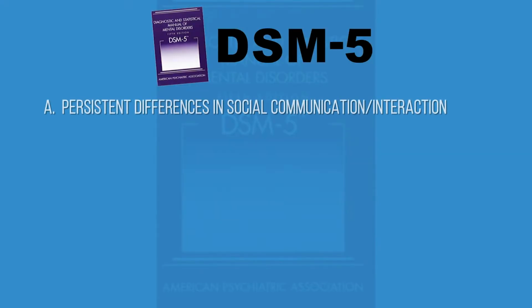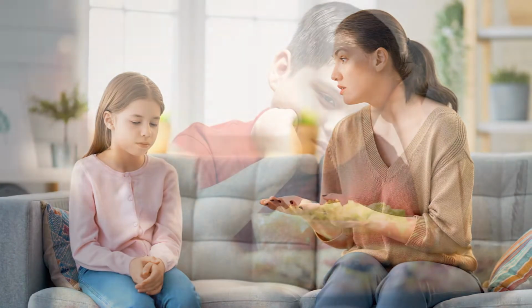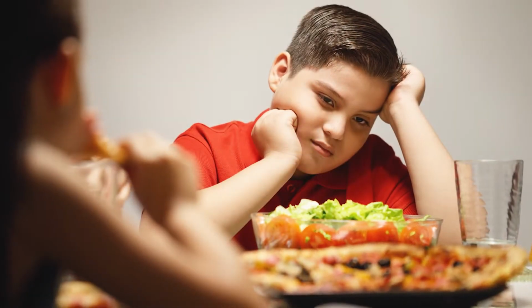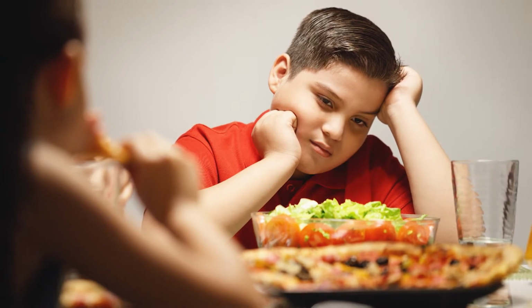So in the DSM, they break it into parts A and B, and then there's a few other criteria that are required in order for this to be diagnosed. So part A is persistent differences in social communication and interaction. So that is that some people may not use as many nonverbal language cues when speaking, and they may not be integrating that well with their spoken language if they use spoken language.